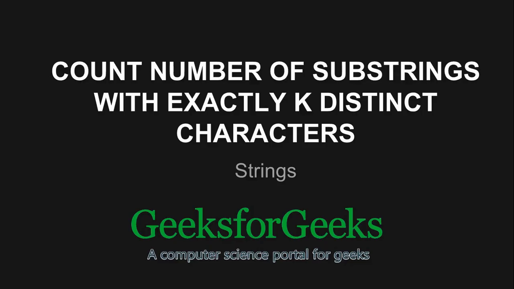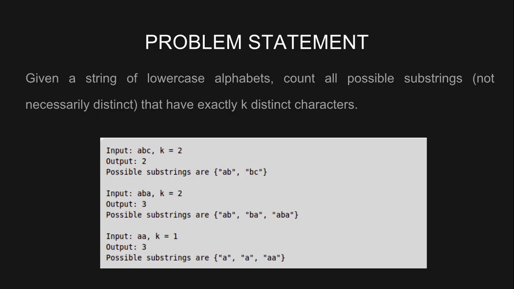This is a video tutorial on how to count the number of substrings with exactly k distinct characters. Let's have a look at the problem statement. Given a string of lowercase alphabets, count all the possible substrings, not necessarily distinct, that have exactly k distinct characters.